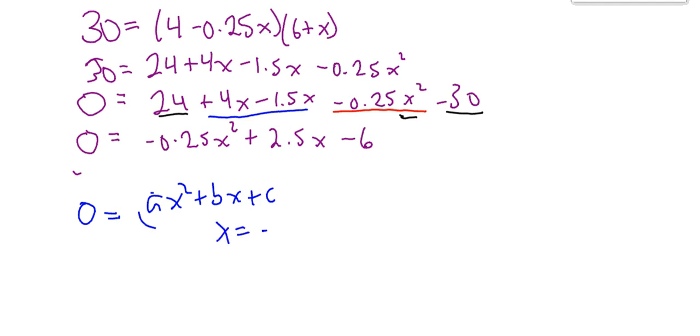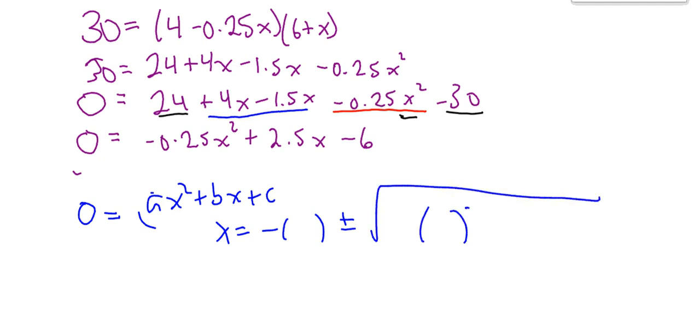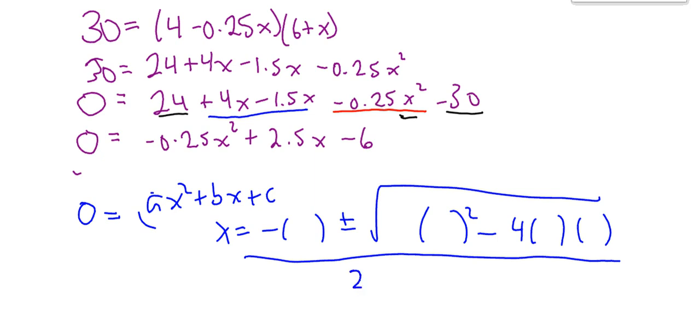X equals negative b plus or minus the square root of b squared minus 4ac, all divided by 2a. Ooh, it's hard with a tablet to get this lined up right. Oh, forget it, it's fine. If you haven't had me as a teacher before, you may wonder, wait, what did you write?